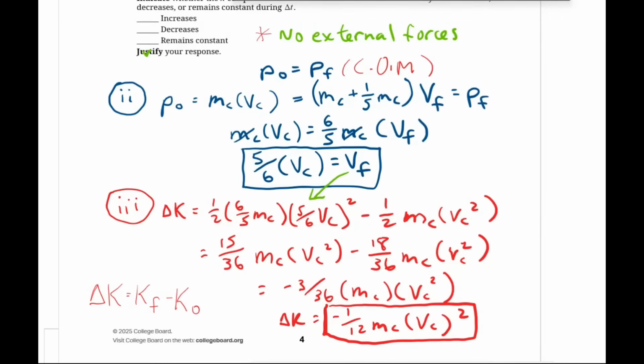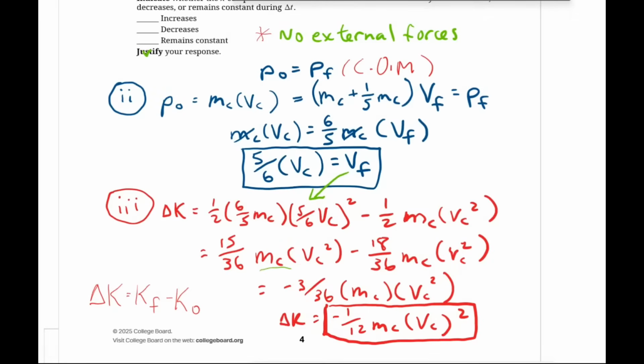So that whole thing becomes squared. So remember, the 5/6 gets squared and the VC gets squared as well. And then we're going to subtract the initial kinetic energy. That's just regular 1/2 MC VC squared. Now, when you do that and you multiply all these fractions together, you get 15/36 MC VC squared. And then to get a common denominator, I turn my 1/2 into 18/36. So when you subtract those fractions, 15/36 minus 18/36, you get negative 3/36. And then that's the coefficient in front of the MC VC squared.